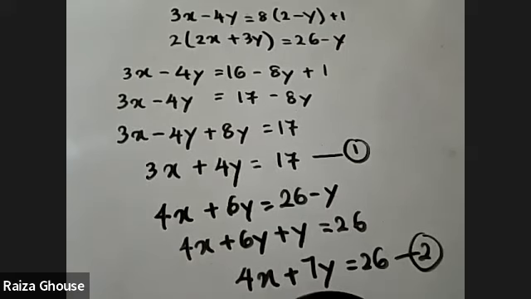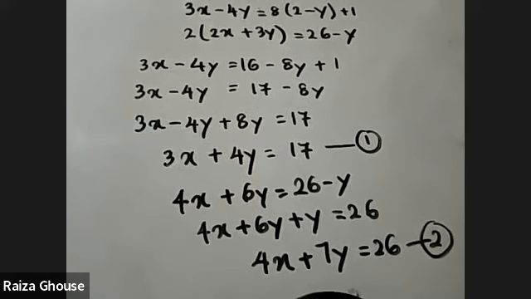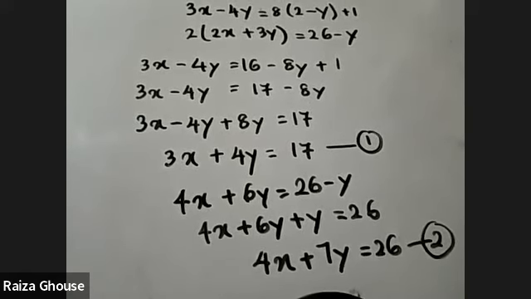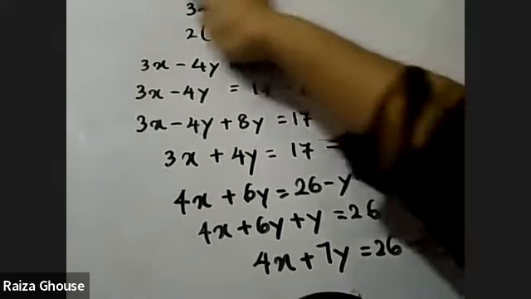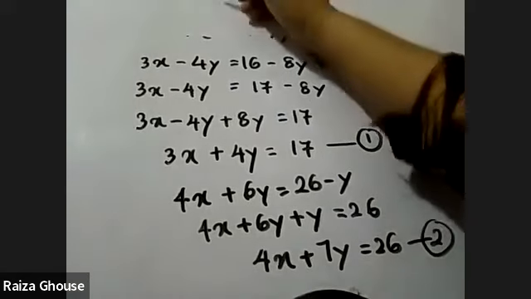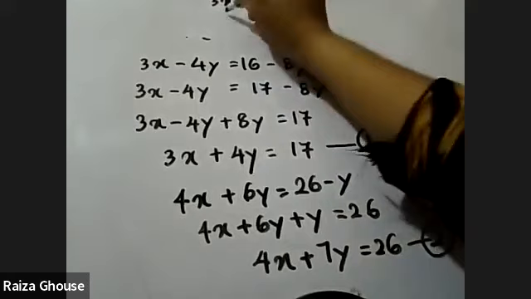Miss, these two also we had to multiply, no? Yeah, wait a sec. I'll erase this one. I'll take the equation 3x plus 4y equals 17.